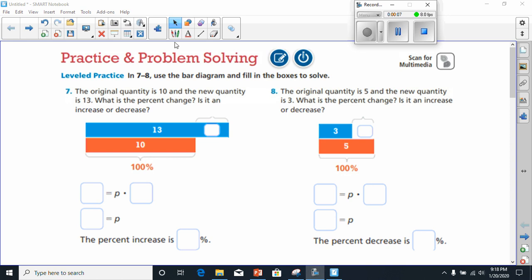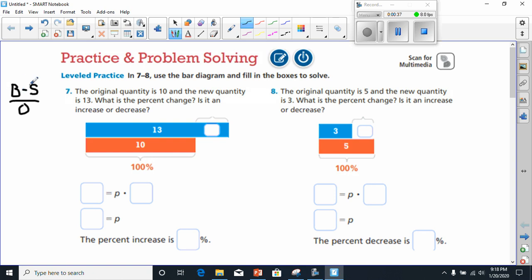So let's move on. I got number 7. We're going to be working with the simple formula: big number minus the small number divided by the original number. It says the original quantity is 10, and the new quantity is 13. What is the percent of change? Is it an increase or decrease?